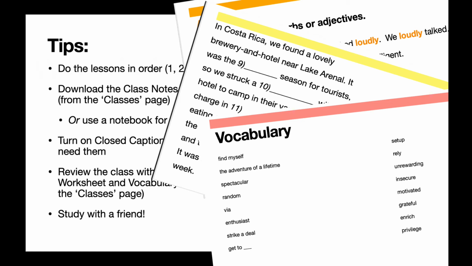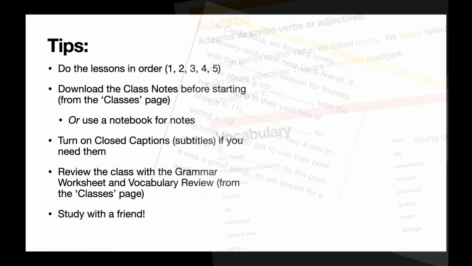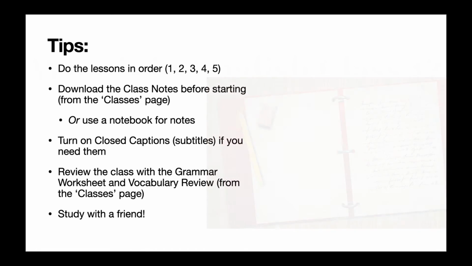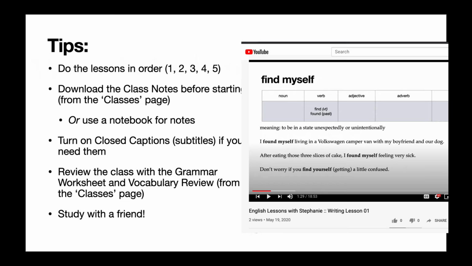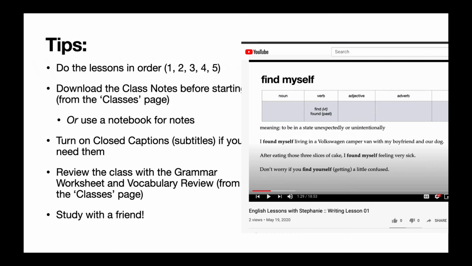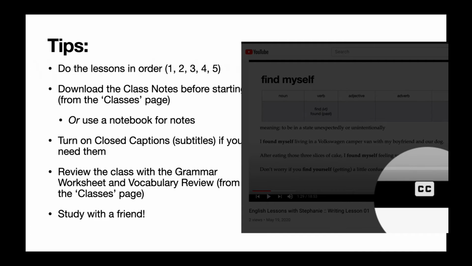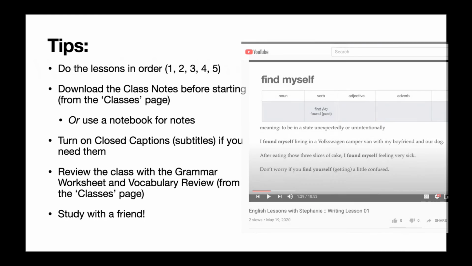If you don't have access to a printer or you can't download these handouts, you can just use a notebook for notes. Third, turn on closed captions if you need them. If you're having trouble understanding the videos, if they're too hard for you, you can turn on subtitles, which can help you to understand the videos a little bit better.